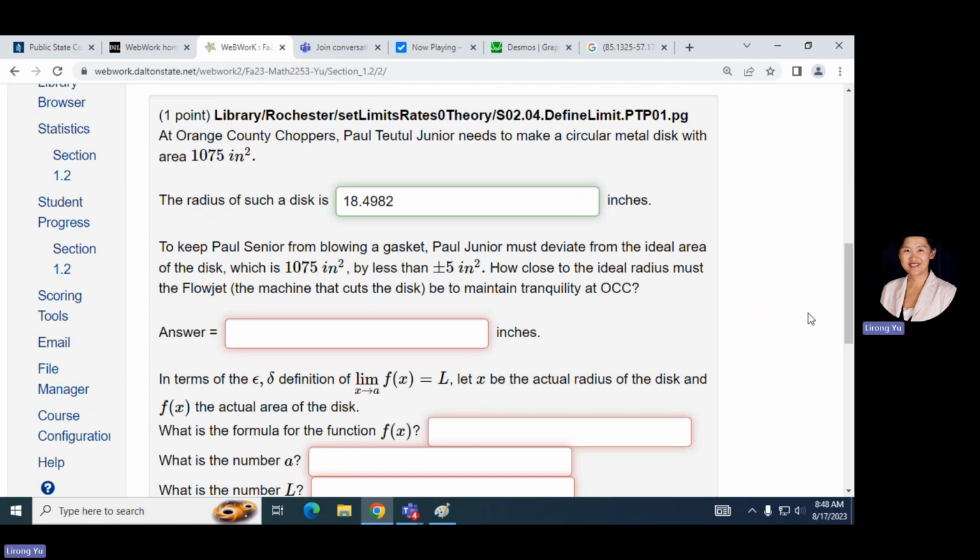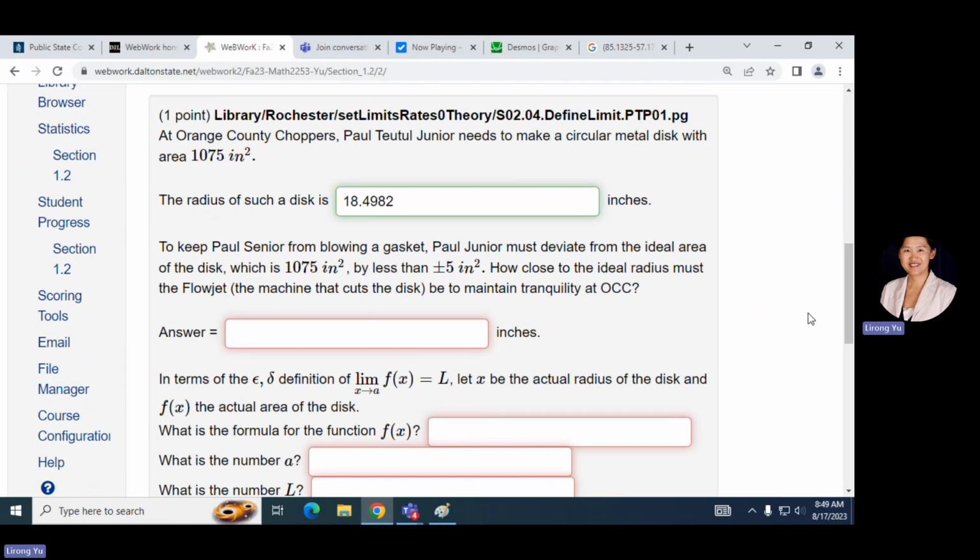we're thinking about if you deviate from 1075. So if the area is not 1075, it can be slightly different, but it cannot be too different. In order to control the area, your radius can be slightly different from the 18.4982, but it cannot be too different. So here we're going to try to identify the closeness to the ideal radius. And that's kind of the same as the delta that we're calculating. Essentially, we're trying to find the delta.